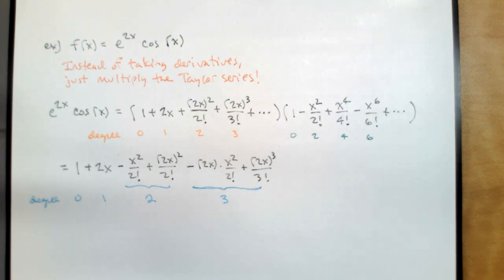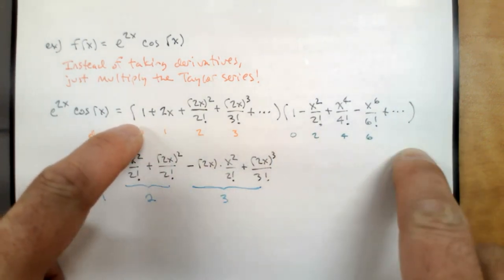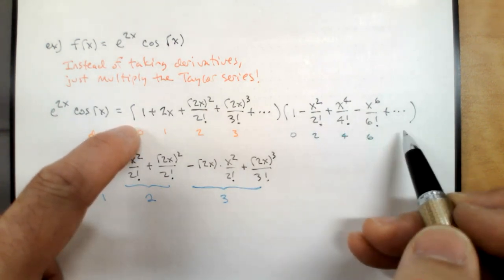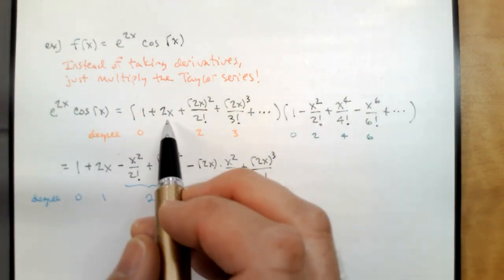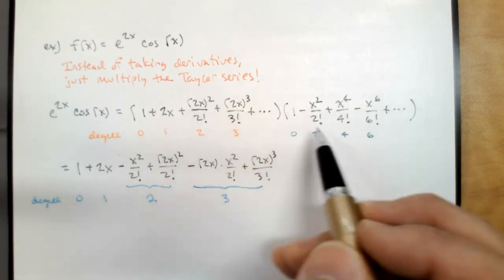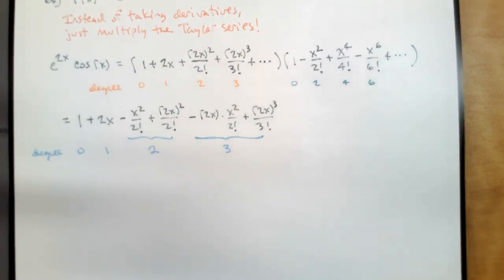All we're doing is trying to summarize what FOIL would do for us. If I was to just start multiplying this out, I'd multiply everything in the cosine x by 1. So I'd get 1 minus x squared over 2 factorial, and so on. Then I would go through and multiply everything by 2x. Then I'd multiply everything by 2x squared over 2 factorial, and then 2x cubed over 3 factorial. It's the same multiplication that we're doing. We're just trying to cut out a lot of the middleman. I don't want to have to write down.